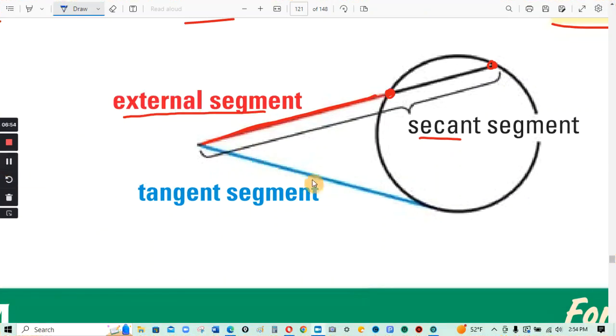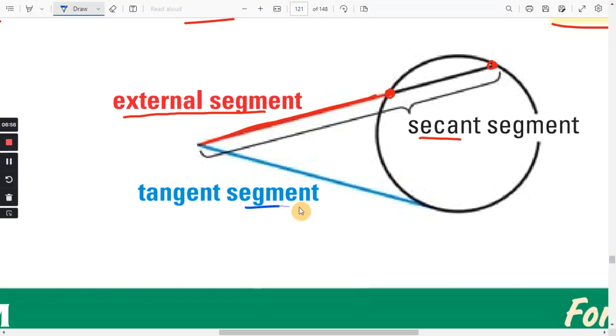All right, and this one here in blue, it's a segment just because it's not a line. It has 2 endpoints. But the thing that makes this one in blue tangent is because it intersects the circle at just 1 point. So that's a tangent segment.